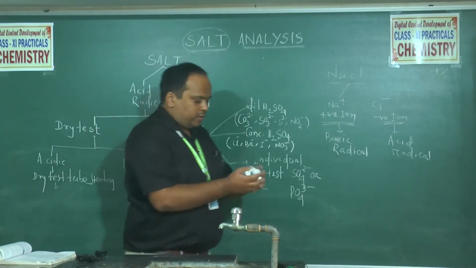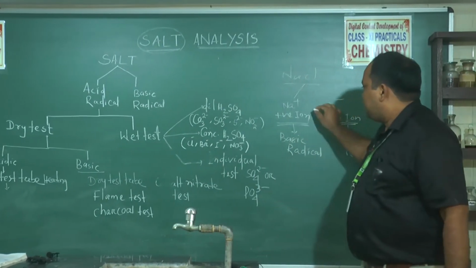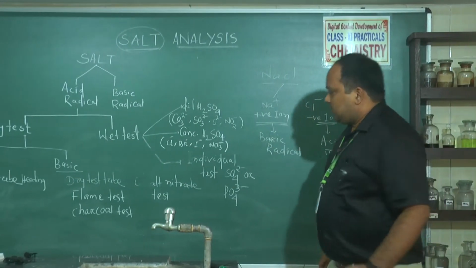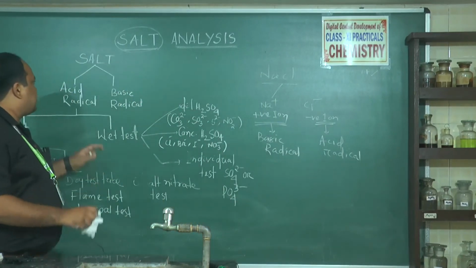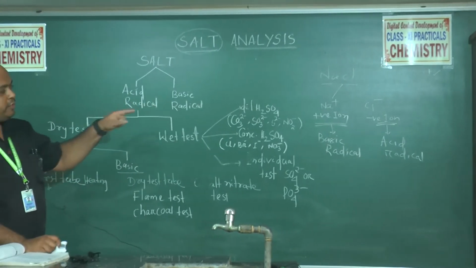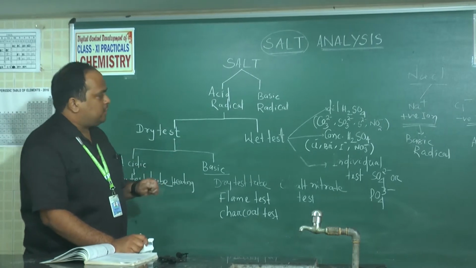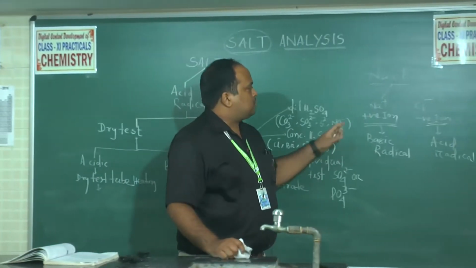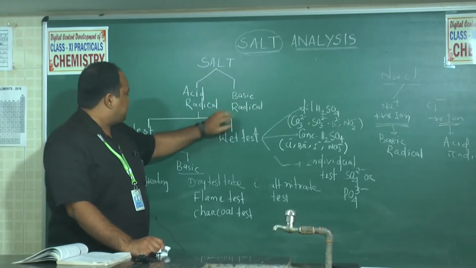So the question now is, how can you find which ion is available in this? We have to do some experiments to find which ions are present, which basic radical is present and which acid radical is present. So we test for acid radical and test for basic radical.